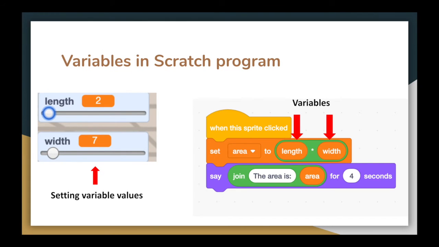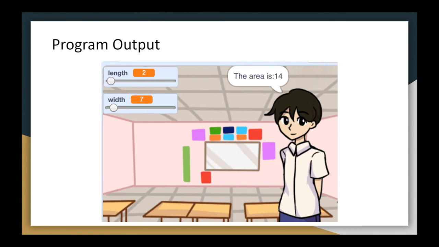In this example, using the slider in Scratch, the length is set to 2 and the width is set to 7. Then, in the code, the area variable is set to be length times width. As we can see, executing this program will produce a speech bubble saying the area is 14.